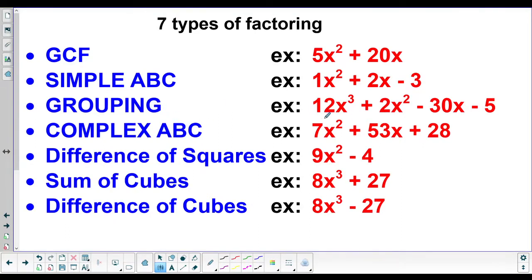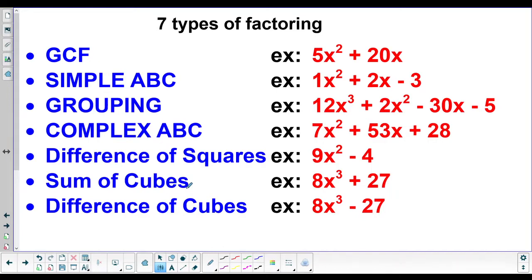Grouping is the next most obvious. Grouping is the only one with 1, 2, 3, 4 terms. If you see a 4-term problem, it's guaranteed to be grouping. So you're going to look at the first 2, look at the second 2, and pull out some GCFs.